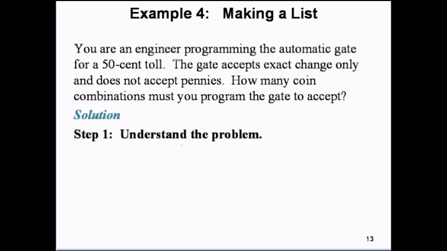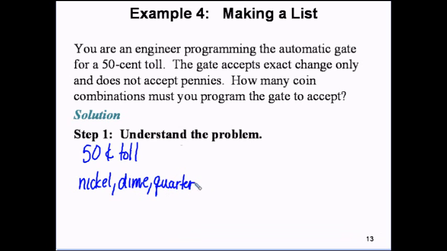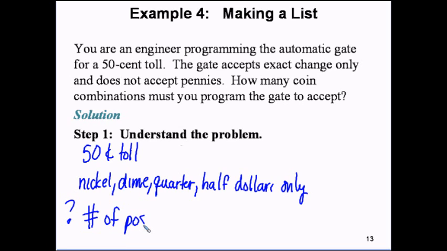Okay, so we need a 50-cent toll, and it doesn't accept pennies, which means it will accept what? Nickel, dime, quarter, half dollar. And we're trying to find the number of combinations of nickels, dimes, quarters, and half dollars. So how many different combinations of those coins could you put together to make it? Well, the half dollar is automatically 25 combinations.